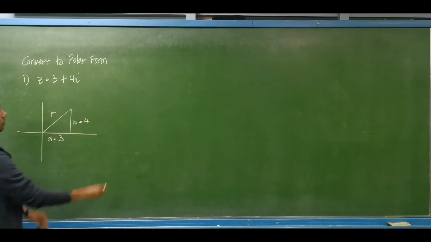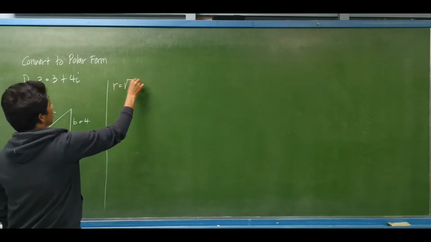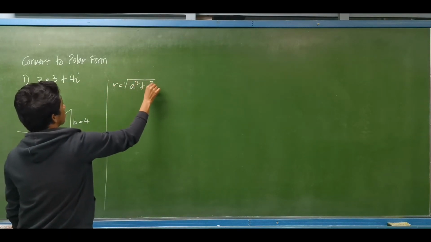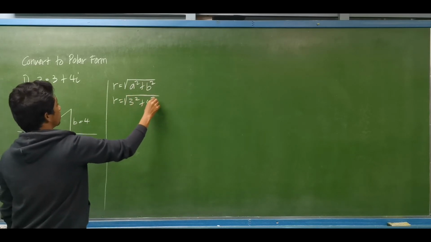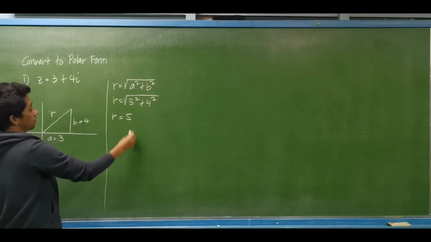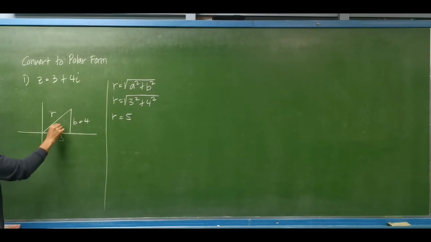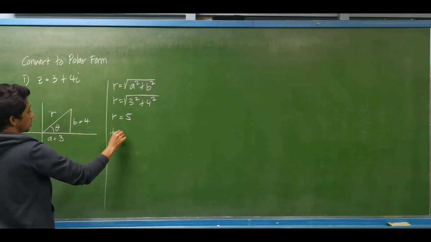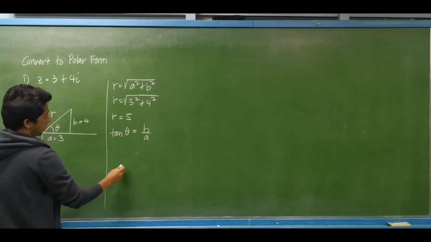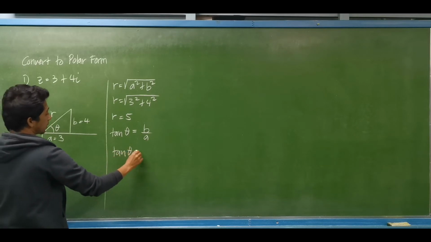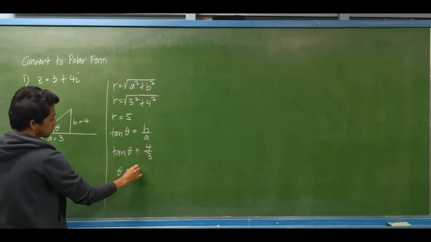We are to compute for the absolute value, or the modulus. That is r is equal to the square root of a squared plus b squared. We have r is equal to the square root of 3 squared plus 4 squared. This is obviously equal to 5. That is the absolute value of z. Then we are to compute for the argument. We have tangent of theta is equal to opposite over adjacent, that is b over a. This is the tangent of theta is equal to 4 over 3, and the value of theta is now equal to 53.13 degrees.